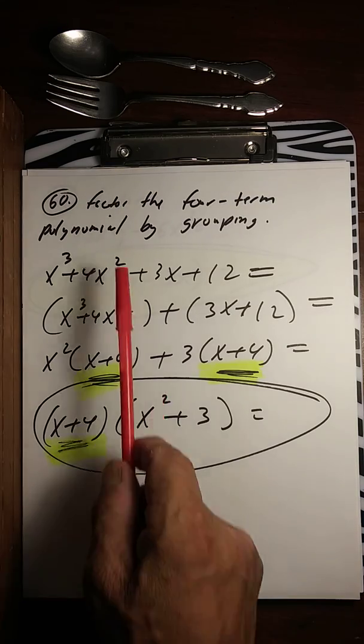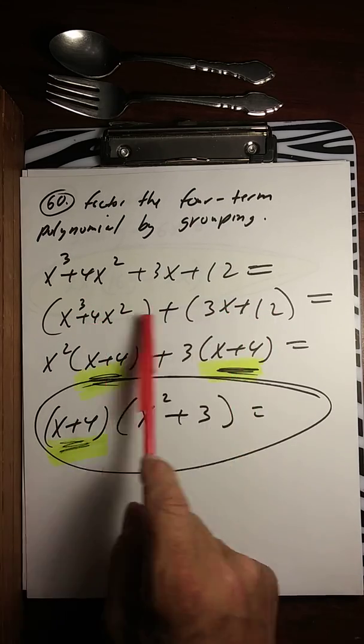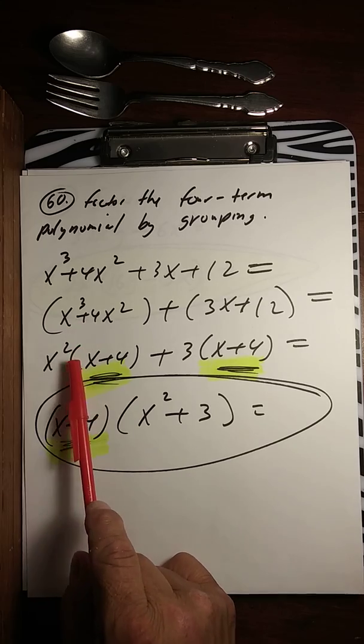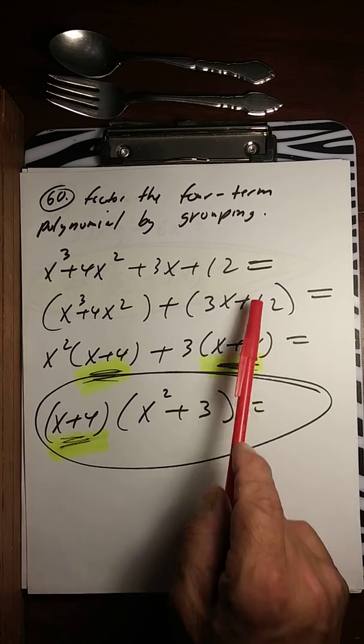Next one. Factor the four-term polynomial by grouping. So group them, put them in two groups. First group, second group. Take out the x squared from this one. That's going to be x plus 4 left over. Take the 3 out from this one. It's going to be 3 times that gives this.